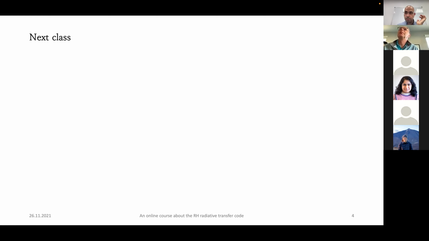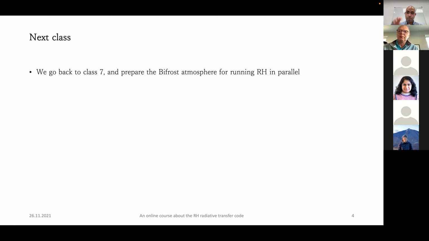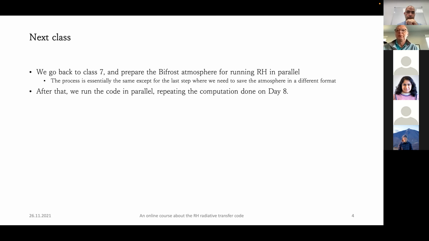Okay, so then next class, we go back. I think it's number 7. If I make a mistake, I'm sorry. But it's just that we go to the class where we picked the Bifrost atmosphere. We run the same program, changing units, convention, and everything. And then we save it with the format required by the RH parallel version. And then we run the synthesis over the same field of view that we used in day 8, and we will compare the results.